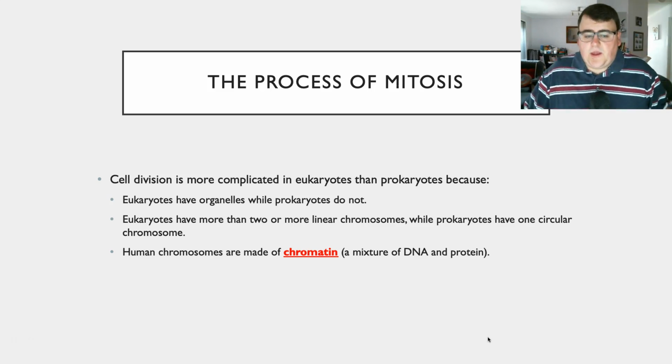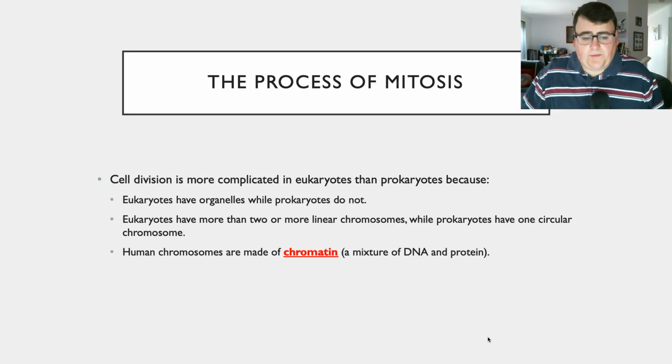new cell. Eukaryotes have 2 or more linear chromosomes. So for humans, for example, we have 46 chromosomes. Prokaryotes have 1 circular chromosome. Okay, so we have to worry about duplicating and copying and making sure we've got 46 chromosomes in both cells. Binary fission has to deal with 1. It's more complicated to deal with 46 than it is to deal with 1. And lastly, human chromosomes are made of chromatin, which is a mixture of DNA and protein. So it's not just the DNA they're dealing with there.